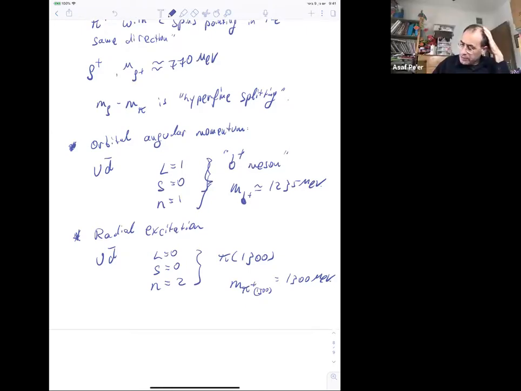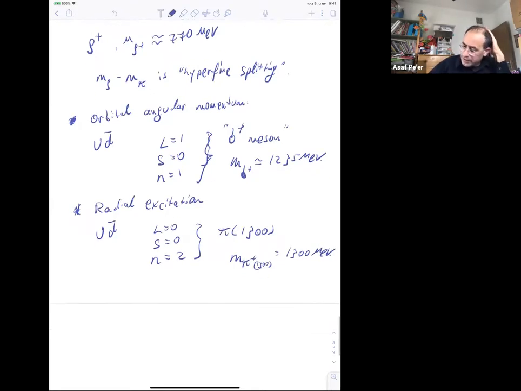Now, obviously, these excited states are much more massive, so they are observed much less frequently than the ground states. Often they are being ignored, at least today, but historically they did play an important role in producing the quark model.